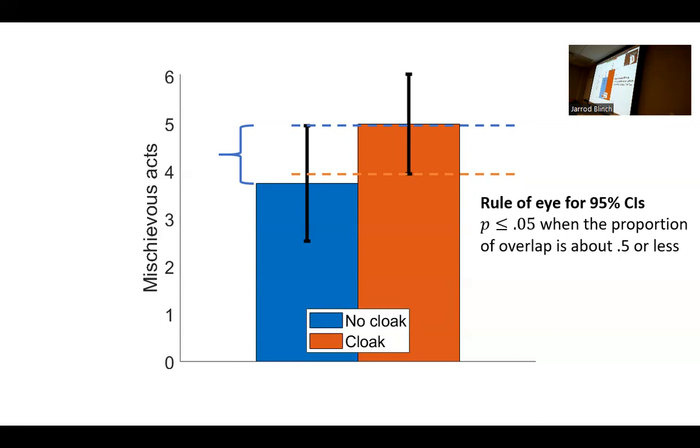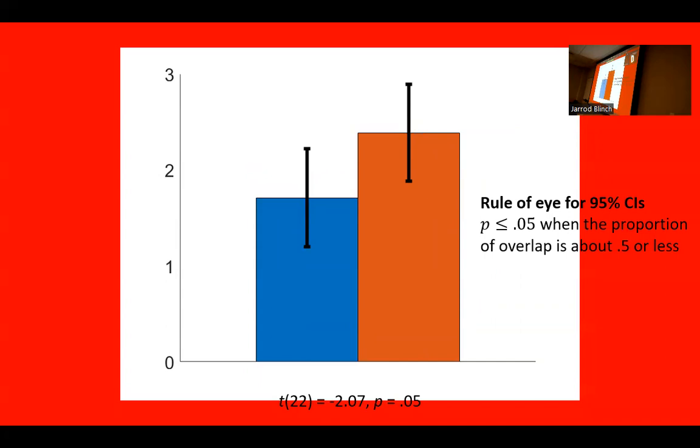I'll show you an example of when it is 0.5 overlap and you then get a p-value of about 0.05. That's shown here, where I just adjusted the data. If we look at the overlap between these confidence intervals, how much overlap is there between the bottom of this one and the top of this one? Well, this one overlaps maybe a little more than 50% of that one. And in this case, I worked it so we got a p-value of exactly 0.05.